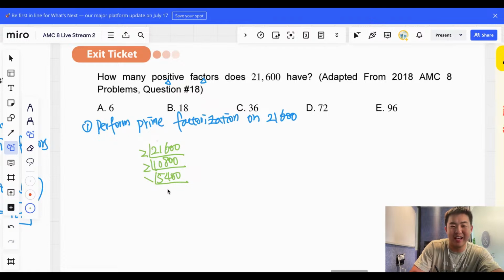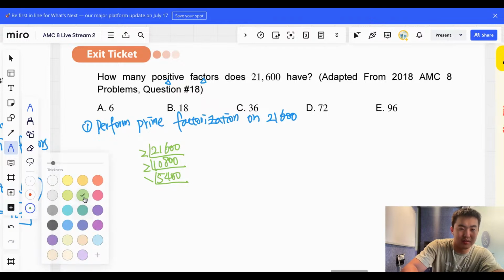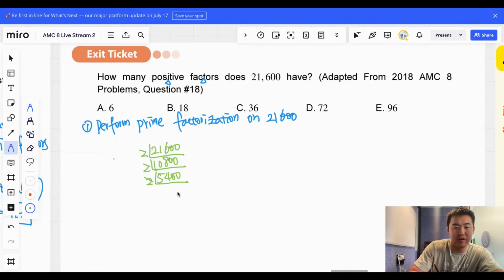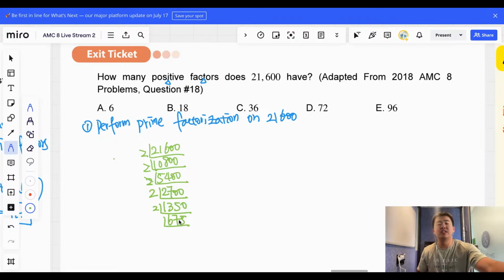5,400 divided by 2 again. Let me change my pen really quick. Okay, so that's color gray. So we should have 2 for here. 5,400 divided by 2 will give you 2,700. Divided by 2, we are going to have 1,350. Good. Divided by 2, once again, you have 675. Okay, so this number ends with 5. So it's guaranteed to be a multiple of 5. So 675 divided by 5 is 135, and 135 divided by 5 once again, because the last digit is 5. You will get 27.